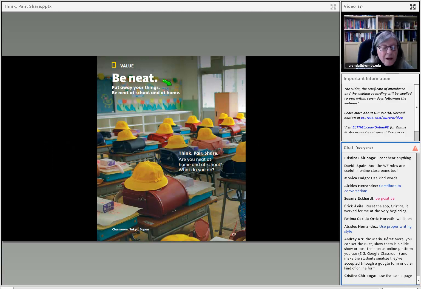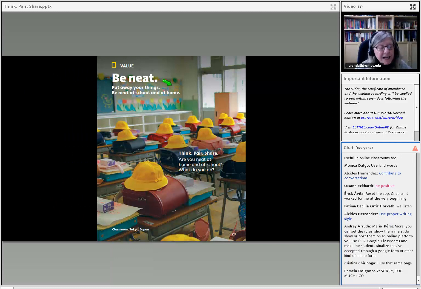Here's a good example of using think, pair, share. Here's a typical value. Be neat. Put away your things. Be neat at school and at home. But think about how you're going to get students to actually think about this and to be able to actually respond. And so here we have a question. Are you neat at home and at school? And what do you do? And so that gives them something concrete. It personalizes it. It relates it to their lives, and they have a chance to think about it and then to share with a partner and then with the whole group.